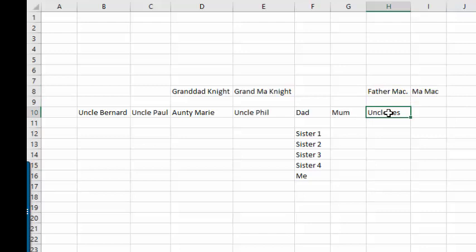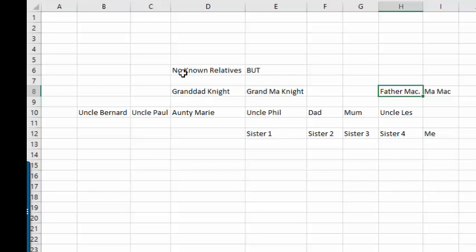Mum had 1 brother, Uncle Les. Dad had 3 brothers, Uncle Bernard, Uncle Paul, Uncle Phil and Auntie Mari. And on Dad's side, we don't know much about his side of things because he ran away from England some time ago, but that's another story.